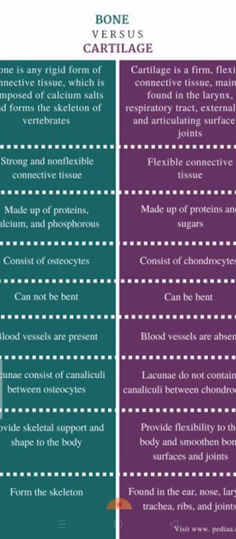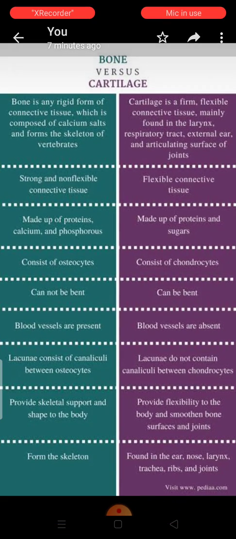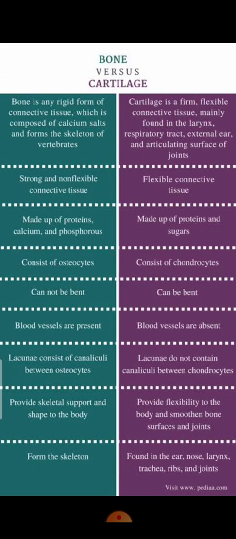Now the next is differences between bones and cartilage. Students, bone is a very rigid form of connective tissue which is composed of calcium salts and forms the skeleton of vertebrates. And the cartilage is actually a firm, flexible connective tissue mainly found in the larynx, respiratory tract, external ear and articulating surface of joints. Next difference is that bones are strong and non-flexible connective tissue, whereas cartilage is a flexible connective tissue.